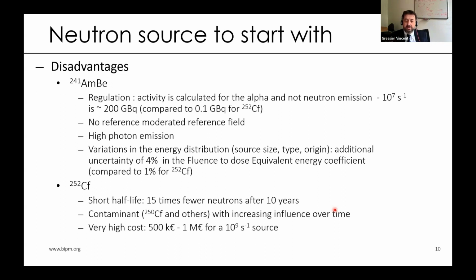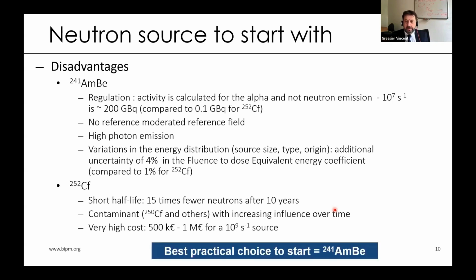If you want a 10 to the 9 emission rate source for californium, today it is more than 500 kilo euros. So that's also problematic in terms of budget. I don't say that americium barium is cheap, but it's not as expensive as californium today. So for all these reasons, the best practical choice, but that's my personal opinion, which can be shared by others, is to start with an americium barium.